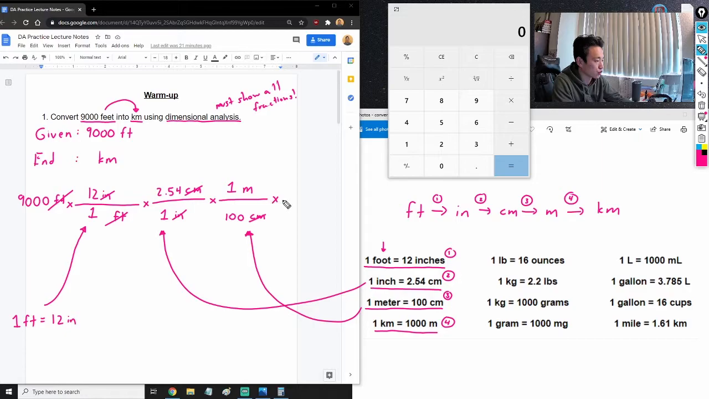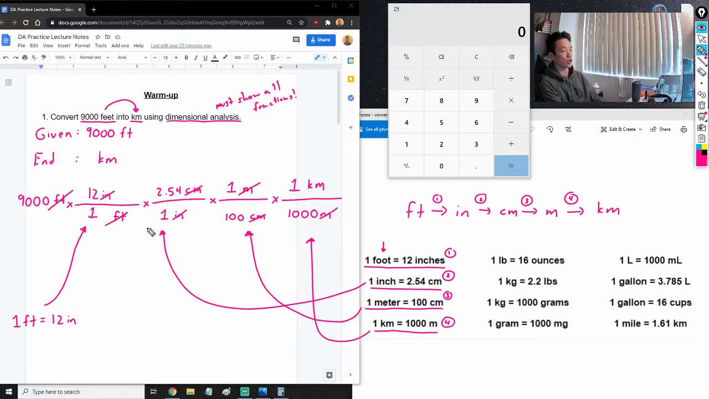Now what we're going to do is use this fourth equation, and we want to put meters on the bottom, so we're going to put 1,000 meters on the bottom, and then whatever it's equal to goes on top, so we're going to put 1 kilometer on the top, and then the meters can cancel out. So there you go. We got rid of all of our units, and now we have kilometers.